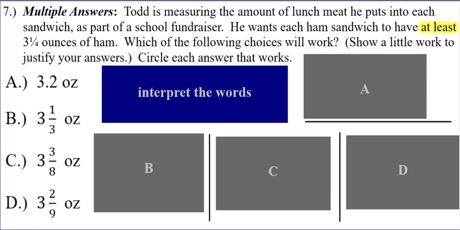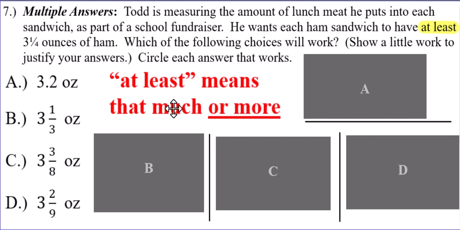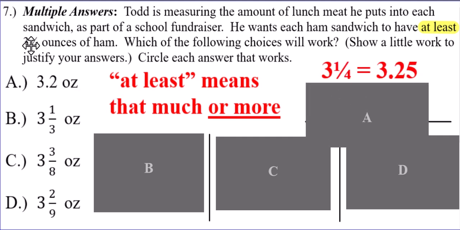And finally, problem number 7. This is not an adding problem. It's not multiplying. It's not even really dividing if you had your pink sheet of all those common fractions and what they equal as decimals. All you have to do here is interpret the words at least 3 1/4 ounces of ham. At least 3 1/4 means that much or more. So let's start with part A's work. 3.2 ounces. Well, we know the 3 1/4 ounces from the original problem would be 3.25.